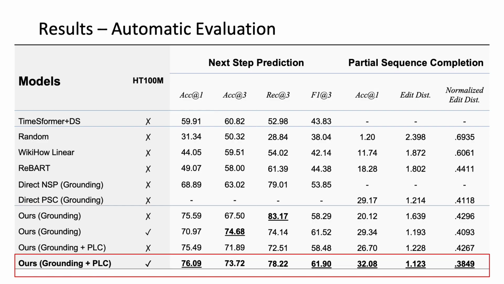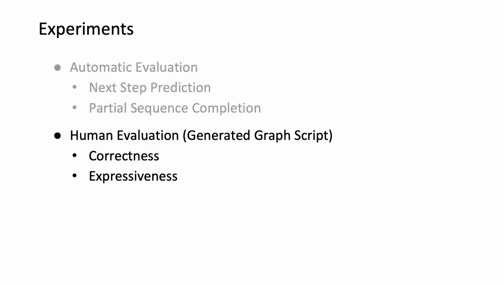Ablation study results show that video-to-text grounding, pre-training with unlabeled videos, and the additional path-level constraint together improve performance of the two tasks by 13 to 17% absolute gains compared to existing state-of-the-art textual and visual baselines. For human evaluation, we ask the annotators to evaluate the generated graph scripts based on correctness and expressiveness in terms of each relation type.